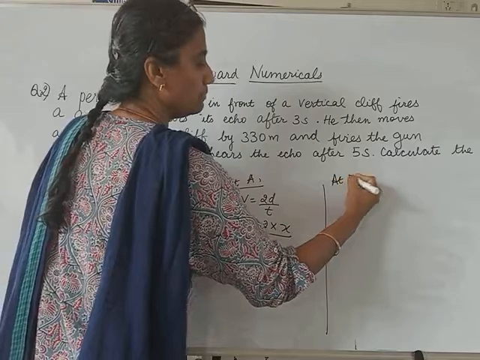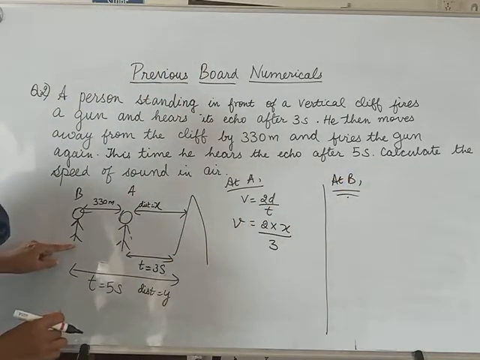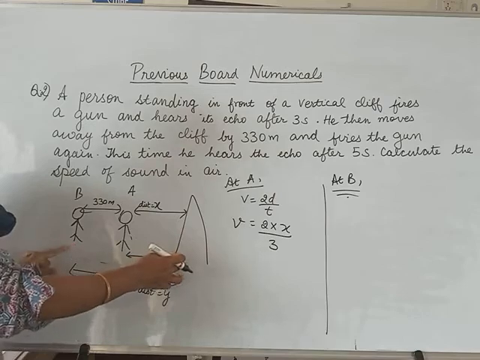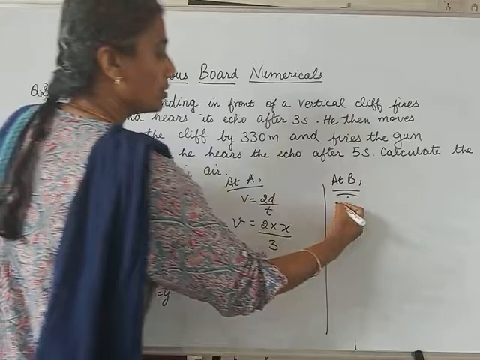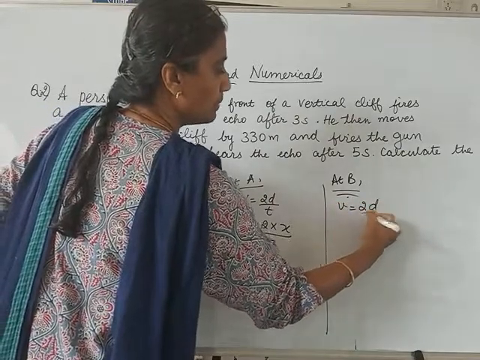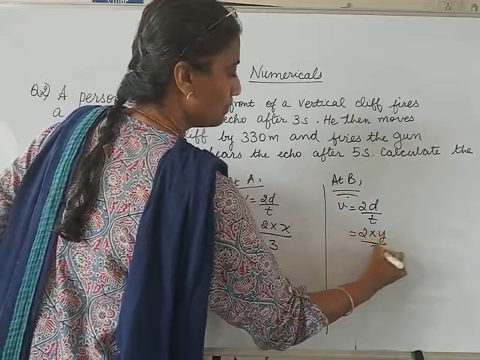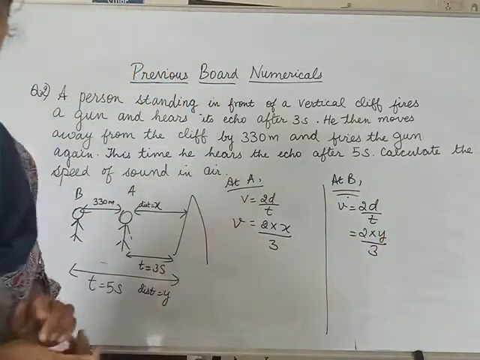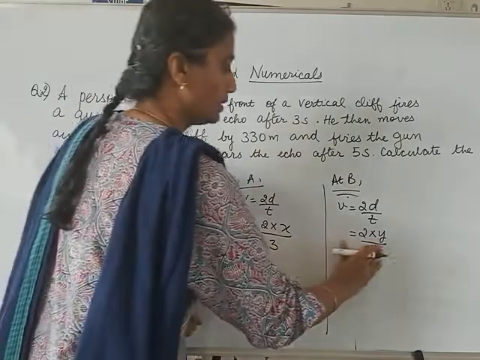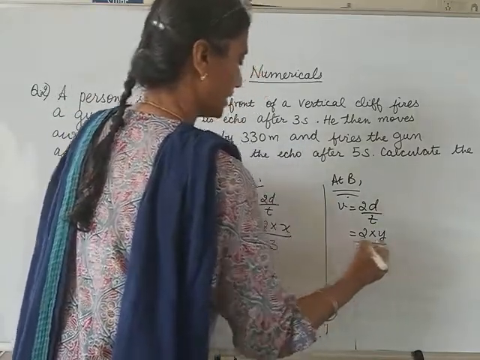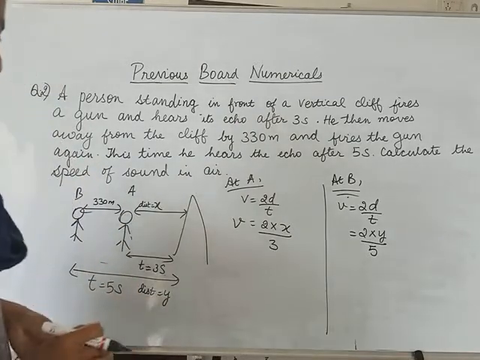Now at B, when he is at B, what is his distance from the cliff? Y. Again V is equal to 2d by t. So 2 into y by 3. Sorry, 2 into y by 5, now it takes 5 seconds.